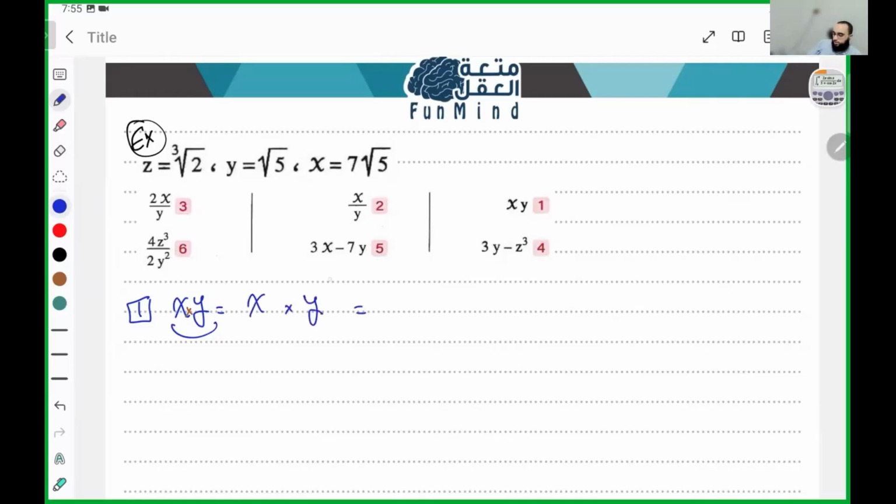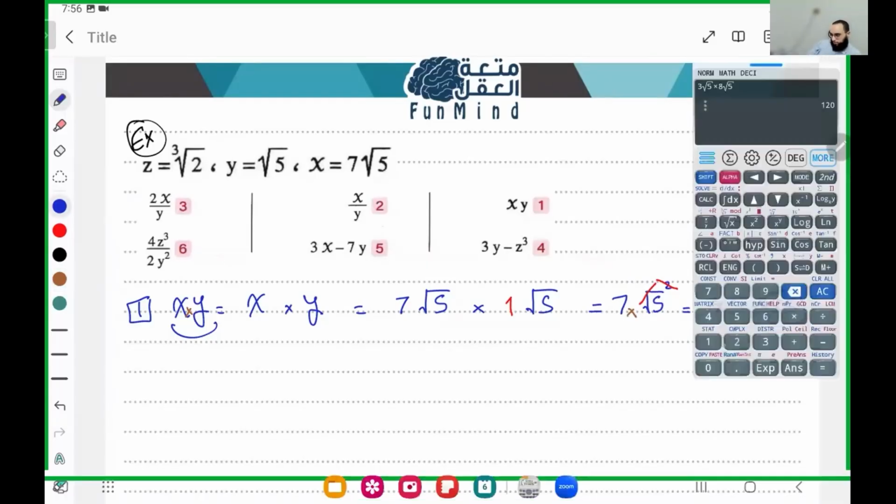What's the value of x here? 7 root 5. The value of y? Root 5. It's something like 1 root 5 here. Then it's 7 times 1, which is 7. And root 5 times root 5, root 5 squared. Delete the power with the root. Then it's 7 times 5, not 75. Don't tell me it's 75, it's not correct. It's 7 times 5, which is 35. That's it.